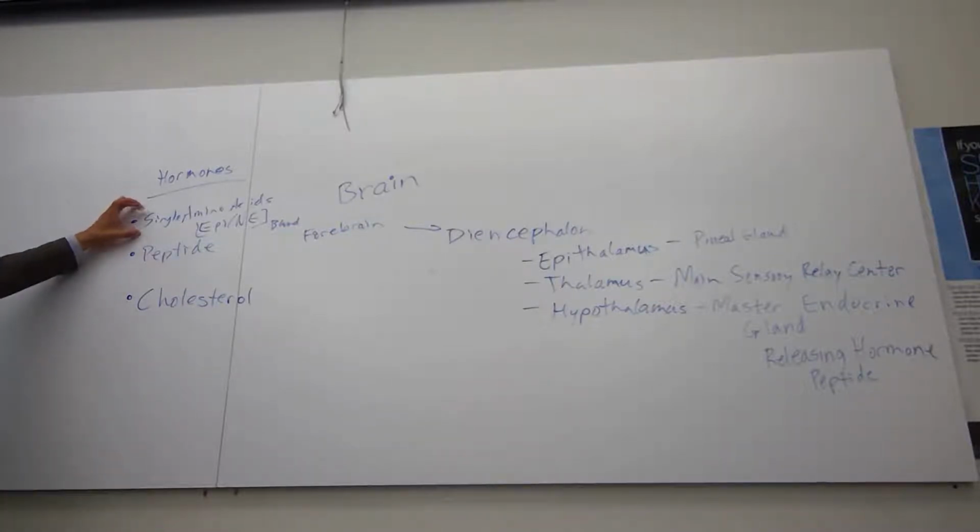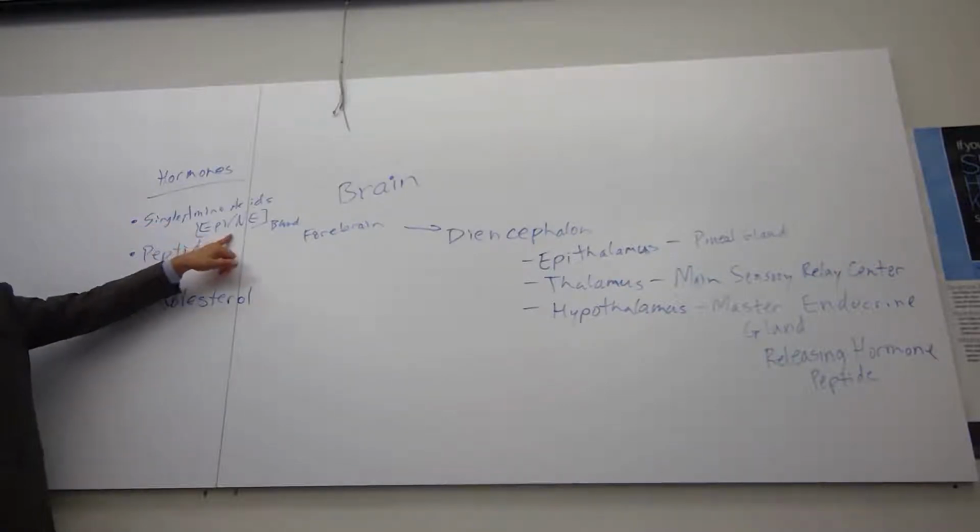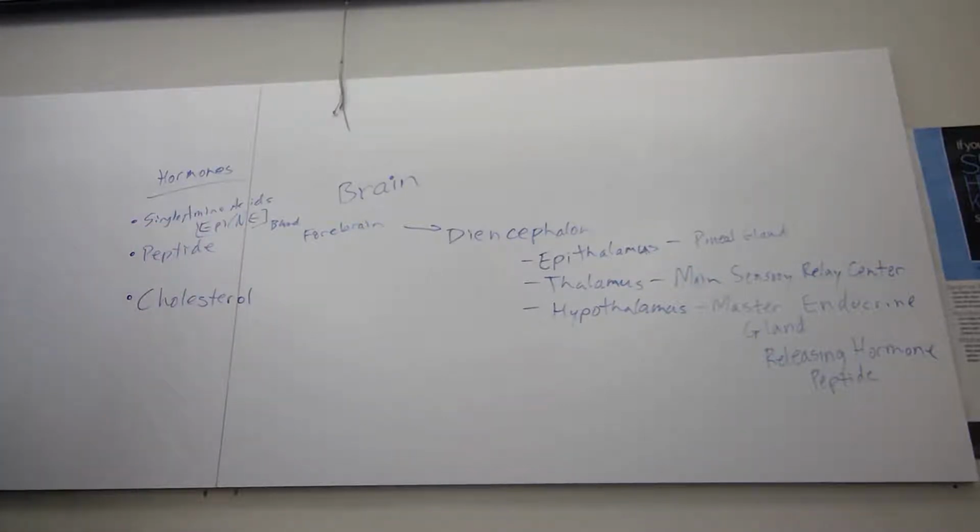So anyway, hormones, guys: single amino acids, peptides, cholesterol. That fight or flight response is driven by epinephrine, norepinephrine, and dopamine in the bloodstream. Okay? And dopamine plays a specific role in the bloodstream in renal vasculature only, through D2 receptors. Remember we talked about that.